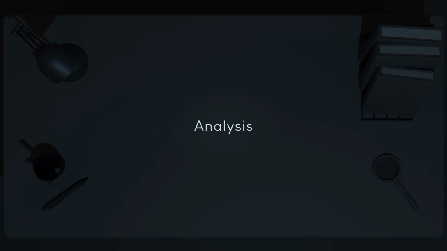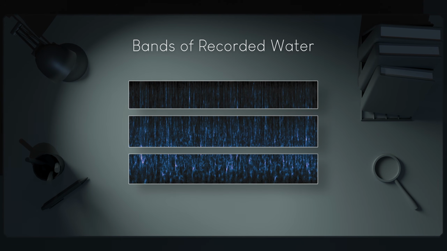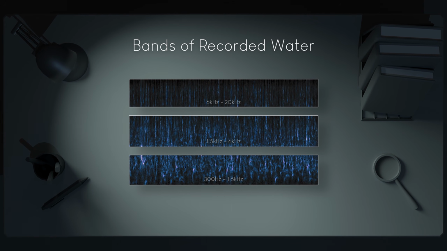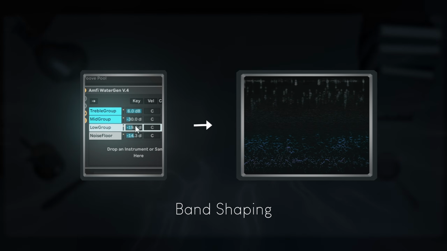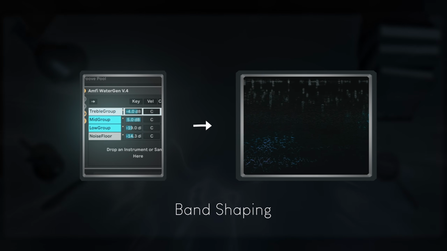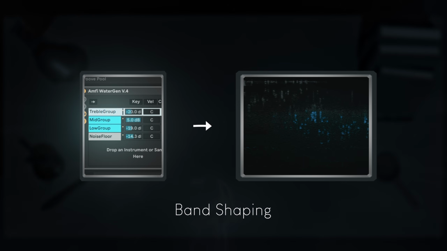To effectively replicate water recordings, it's necessary to analyze them. Generally speaking, they can be broken down into frequency bands. This will be important later when sound designing, as controlling different bands will change the shape of the sound, allowing you to mimic various water sources such as rivers and rain.